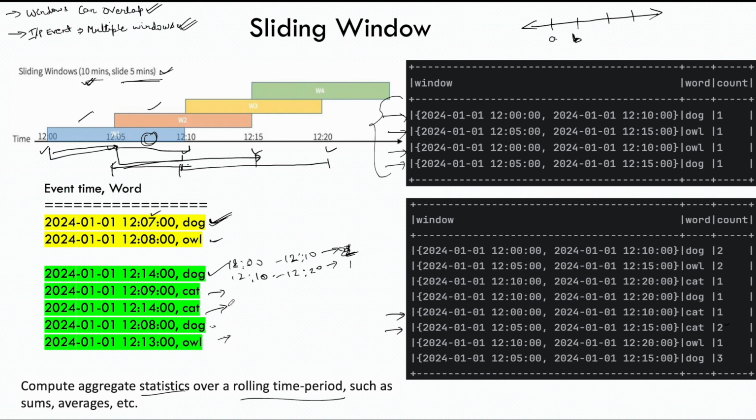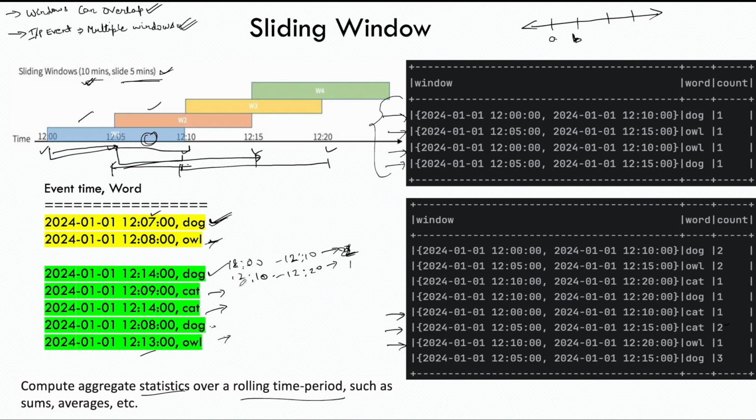So 12:13 falls between 12:10 and 12:20. So let's see if it is there. All. So 12:10 and 12:20 all is there. Now another 12:05 to 12:15. Obviously this falls between 12:05 to 12:15. So it is 2. Why? Because there is another event, this one. It also falls between 12:05 to 12:15, this one. So the count is 2.